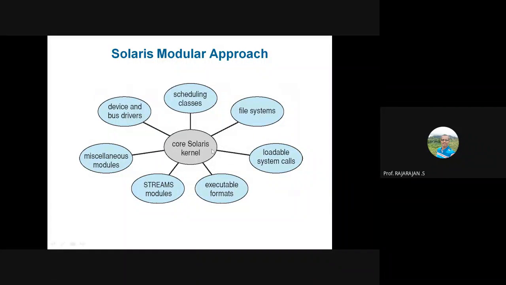This is the idea. So this is the model of the Solaris loadable kernel architecture. So initially there is only the core kernel, and these are all attached. So as and when the need arises, they can be dynamically linked.